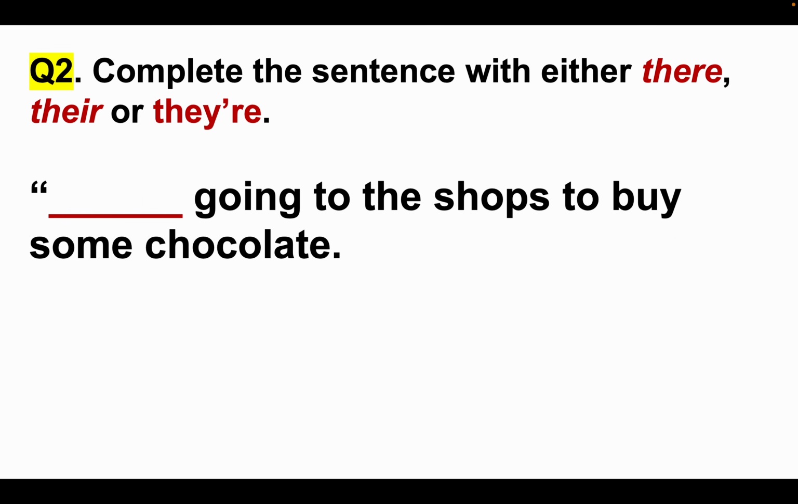Question number 2. Blank going to the shops to buy some chocolate. They are. T-H-E-Y apostrophe R-E is a contraction or shortening of the words they are. They're going to the shops to buy some chocolate.